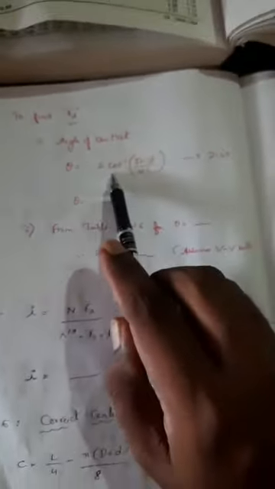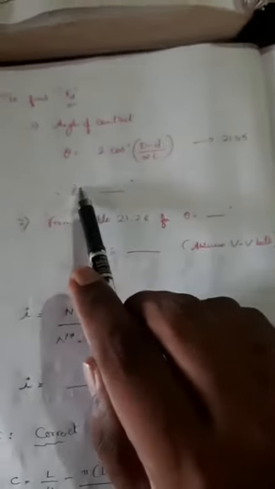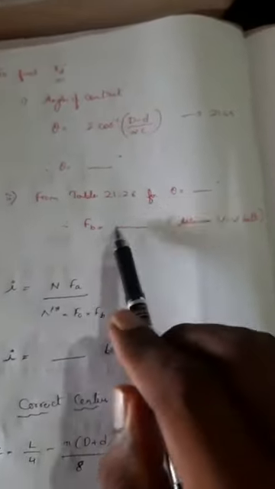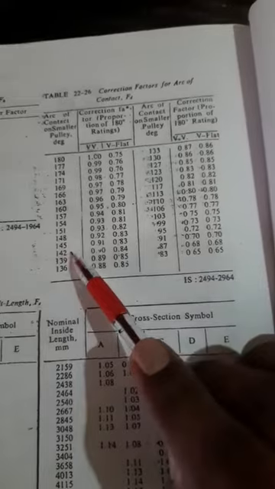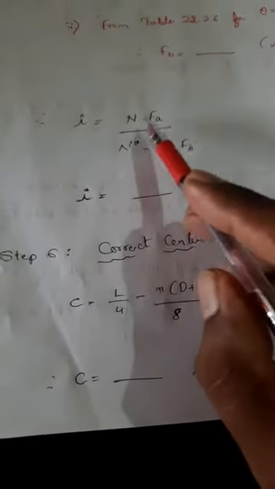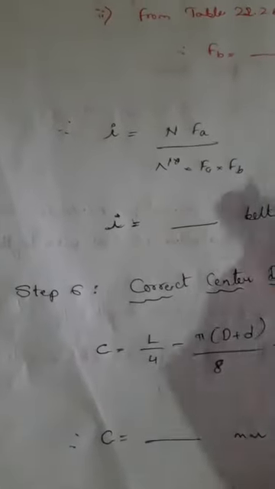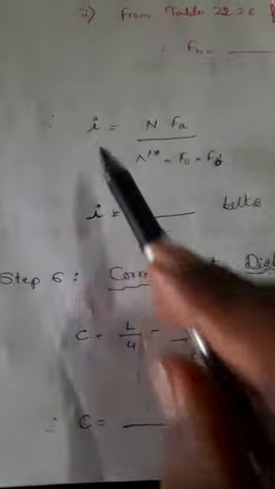Now to find FD, first find the angle of contact. Theta is 2 cos inverse of (D minus d) by 2C, equation number 21.45. Find theta in degrees. After finding theta, from table 22.26, page number 21.49, for the nearest degrees, find the FD for the V belt. Finally, after finding FA, FC and FD, calculate the number of belts I.